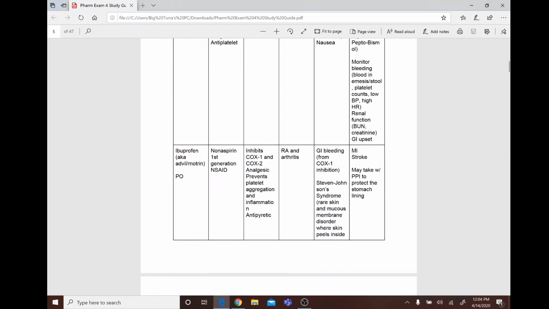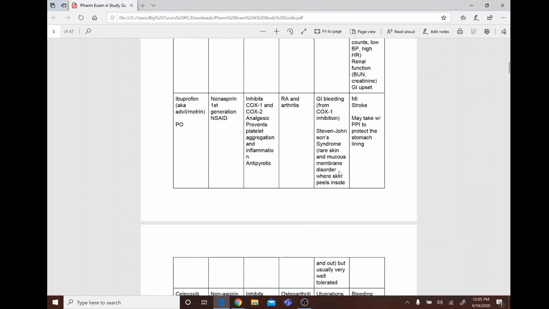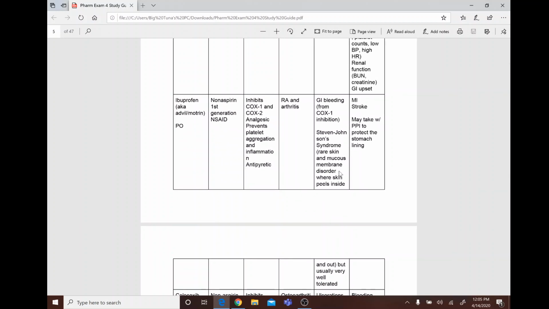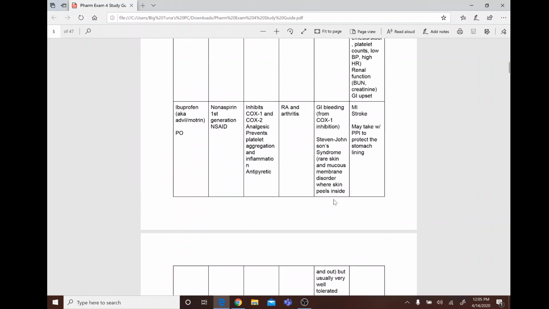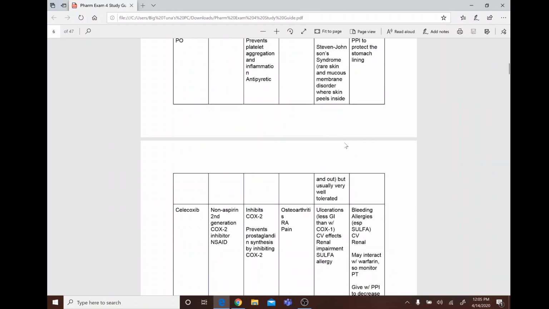What is ibuprofen used for? RA and arthritis. What are the side and adverse effects of ibuprofen? GI bleeding and then Stevens-Johnson syndrome, but this is usually very well tolerated. What do we need to know about when someone takes ibuprofen? You need to take this with PPIs, and you need to watch for MIs and strokes when someone takes ibuprofen.